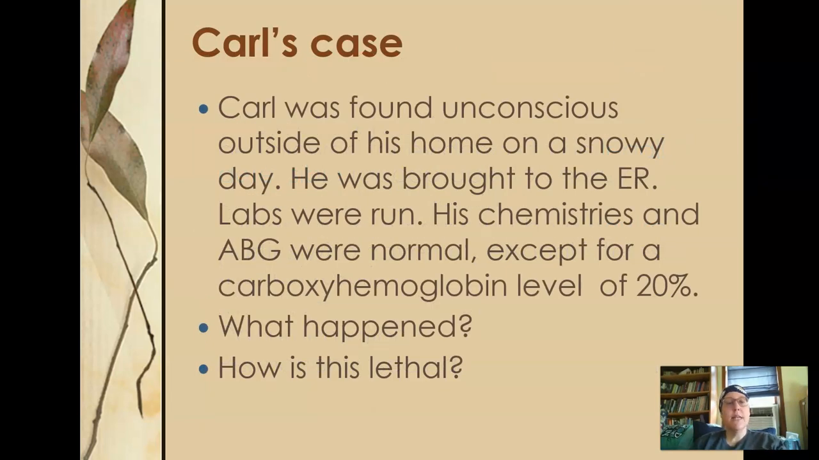Okay, so let's look at a case. Carl was found unconscious outside of his home on a snowy day. He was brought to the ER. Labs were run. His chemistries and ABGs were normal, except in the ABGs there was a carboxyhemoglobin level of 20%. So what do you think happened to him, and how is it lethal? So obviously what was revealed is carboxyhemoglobin. I want you to think about how he could be exposed to carboxyhemoglobin and go back and review why carboxyhemoglobin is lethal. We're going to talk about it here in a few slides.